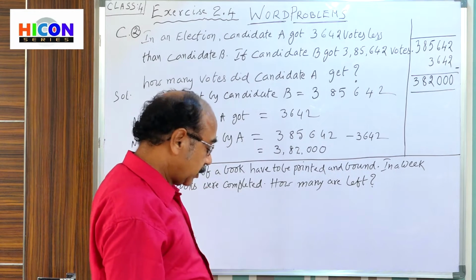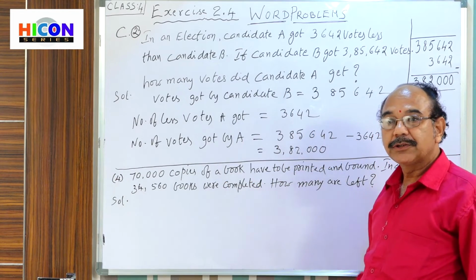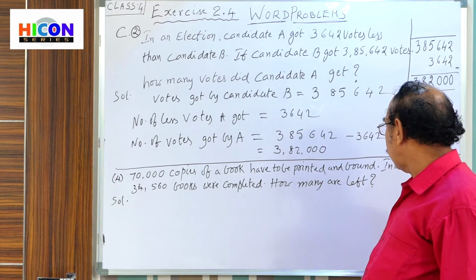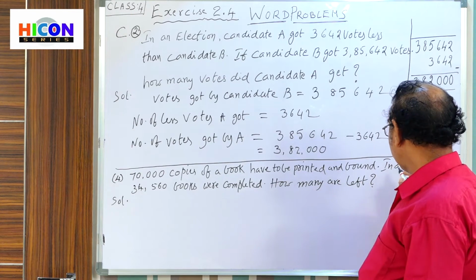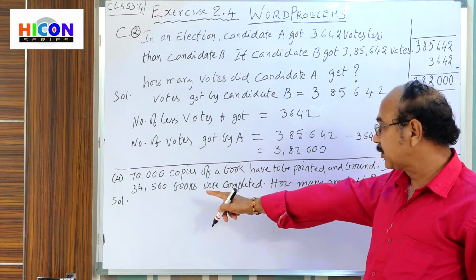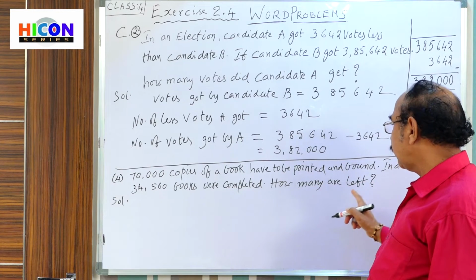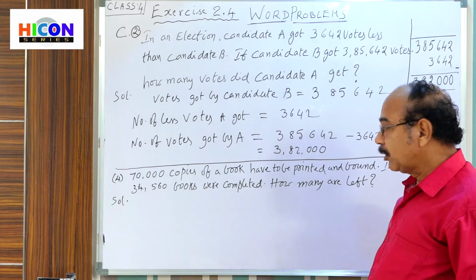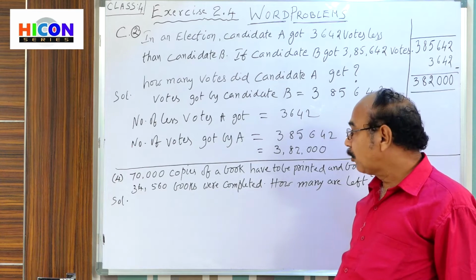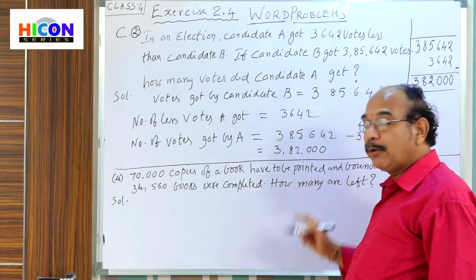Now come to this. What is the fourth problem here? 70,000 copies of a book have to be printed and bound. In a week, 34,560 books were completed. How many are left? So in this problem, how many copies of a book have to be printed and bound?